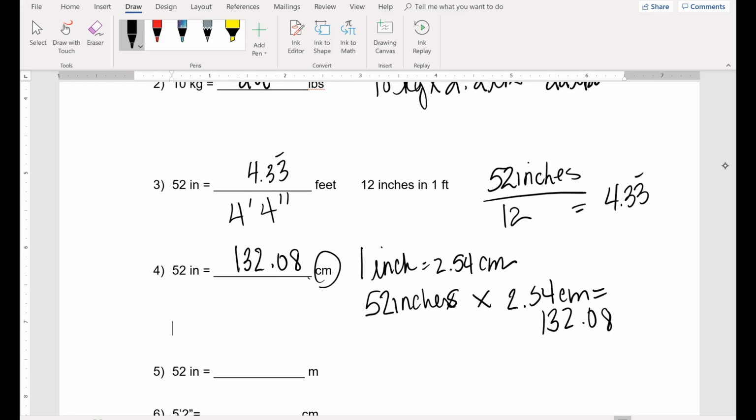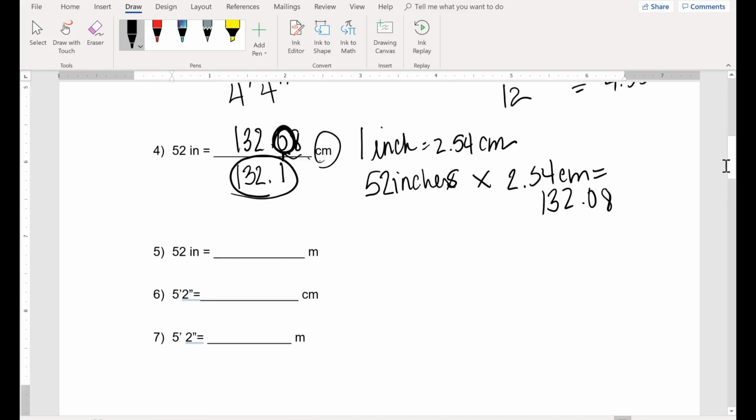1 inch equals 2.54 centimeters. We take our 52 inches times 2.54 centimeters and we get 132.08, and cm is here. Okay, so here's my units. Remember I told you though I want you to list this only to the 10th. So the answer truly for this one is going to be 132.1 because this will round up. This is your 10th position here. Okay.